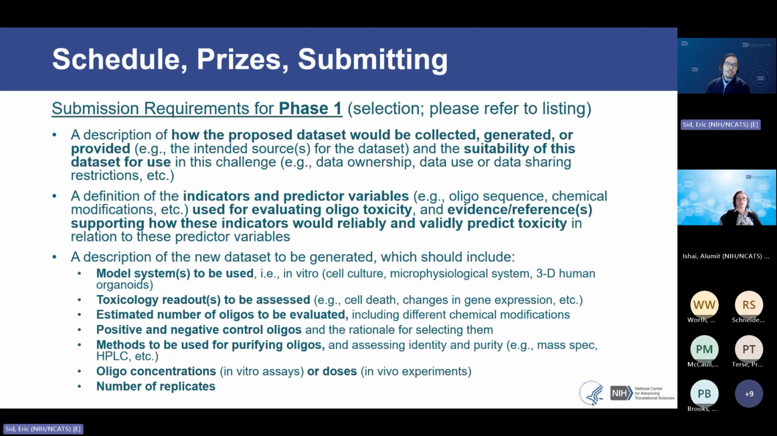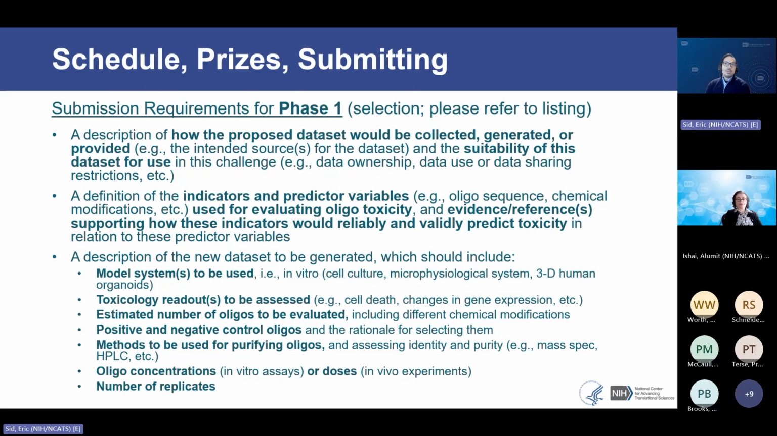Now, again, this is a very detailed slide with a lot of notes. I'm just going to cover a selection of this. Please refer to the listing for the submission requirements in detail. For phase 1, we're really looking for a description of how the proposed data set would be collected, generated, or provided, where you're basically intending on pulling the source of data from, as well as the suitability of the data for this challenge. We want to understand that you have a good understanding of the indicators and predictor variables that would be used for evaluating the toxicity of oligonucleotides, as well as the evidence and references that you're using to support that these indicators have reliable and valid use in predicting toxicity.